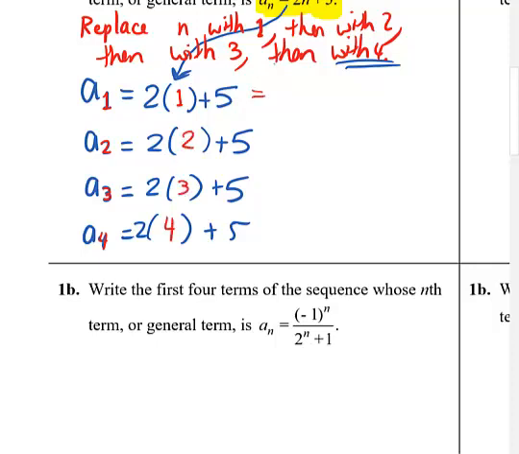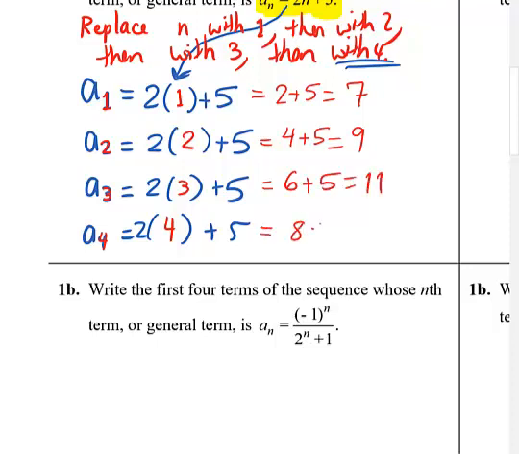And I'll see what I get. The first one, it's 2 plus 5, so I'll get a 7. That means the first term of this sequence is 7. The second one, 2 times 2 is 4, plus 5 makes 9. Then you have 2 times 3, which is 6, plus 5 makes 11. The last one is 2 times 4, which is 8, plus 5 is 13. So this is our answer. These are the first 4 terms of the sequence: 7, 9, 11, and 13.